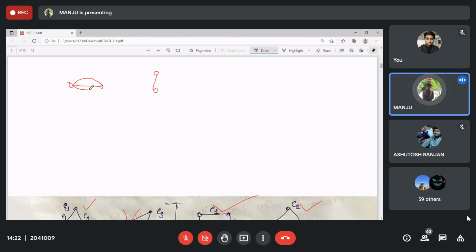What about this one? There will be one more vertex, and all these have the common vertex. So all the vertices will be adjacent. Okay? If this one, then it forms the K4. Clear? And so on.